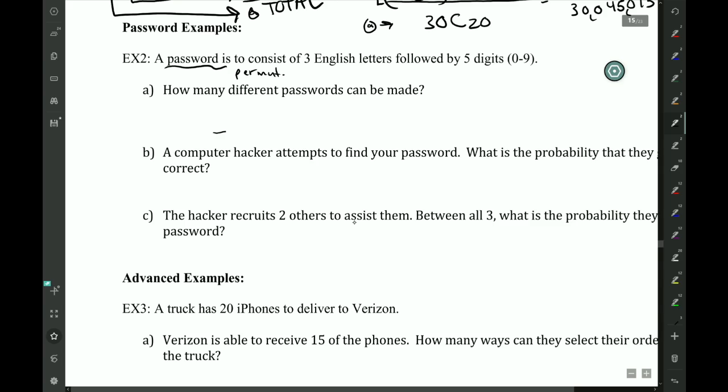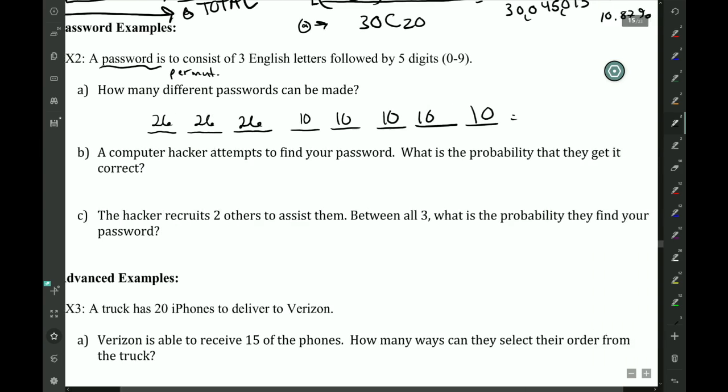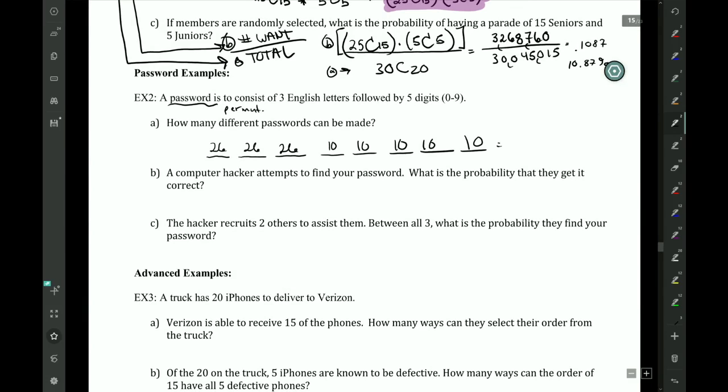Let's design our password again. English letters: there are 26, 26, 26. There are 10 digits, 10 digits, 10 digits, and 2 more, 10 digits, 10 digits. Okay, let's do that multiplication.